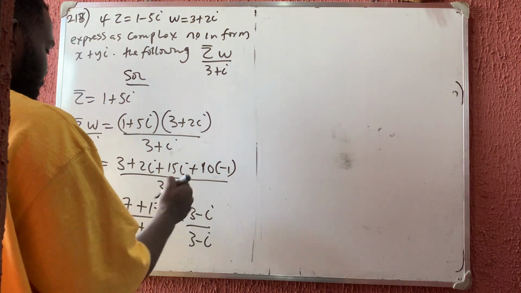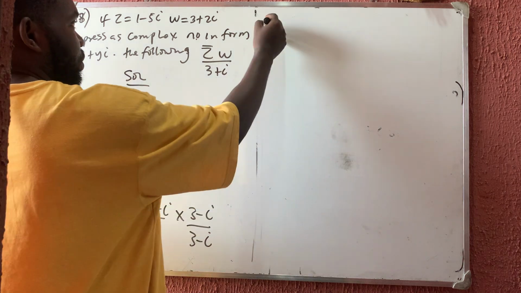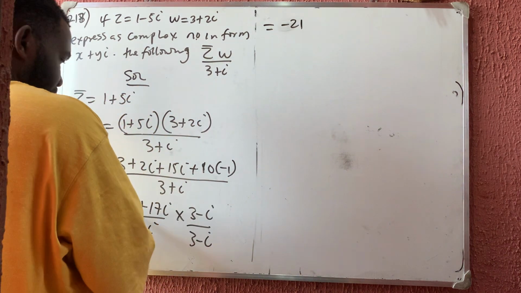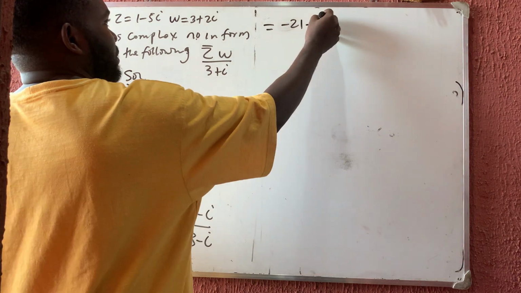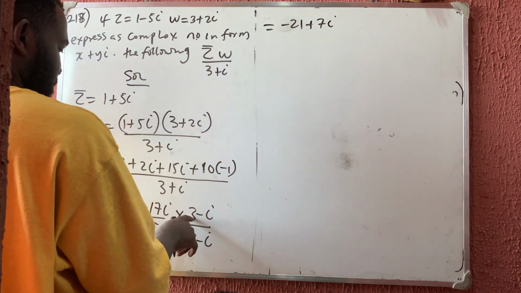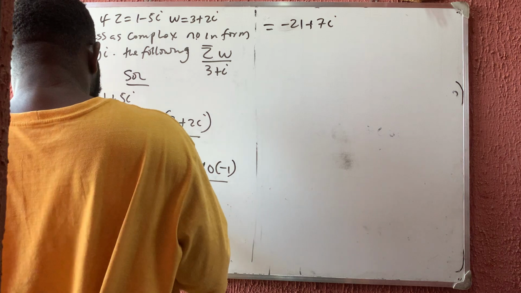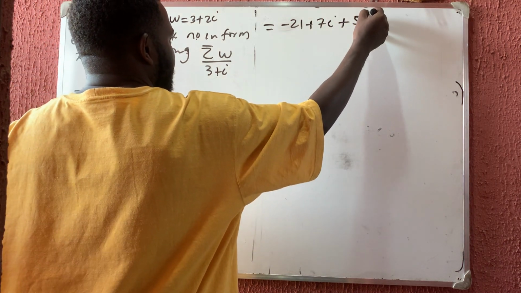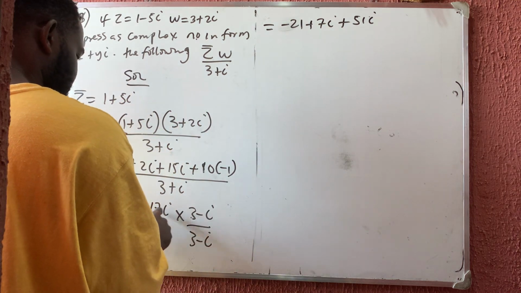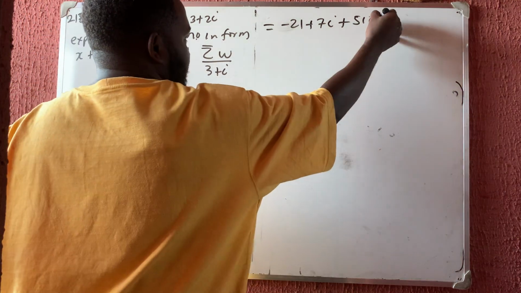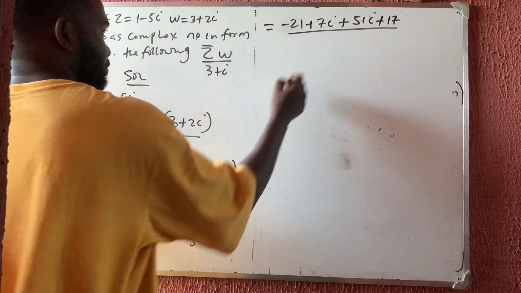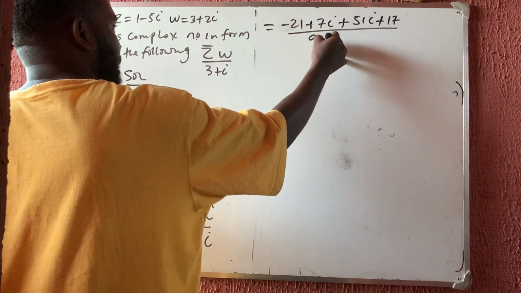So let's open the brackets. Minus 3 times this is minus 21. Minus 3 times this will give you plus 7i. This time this will give you 17 times 3, which is 51, so plus 51i. This and this will give you plus 17, plus 17 all over. This and this will give me 9 plus 1.